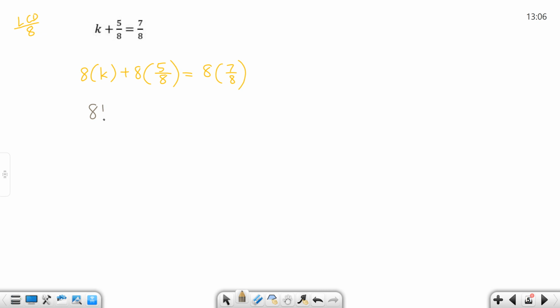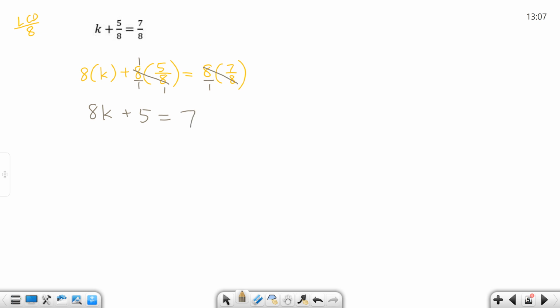8 times k is 8k. Here, 8's over 1. That's important because these 8's divide out and I'm left with what? Plus 5. That becomes a 1. So 1 times 5 is 5. Okay, and if you want to say that's a 1 too, 5 over 1 is 5. And then equals, here, this is also over 1. So I didn't put this 8 over 1 because it's not times a fraction, right? K is not a fraction. But the other ones are times fractions. I always remind myself that that LCD is over 1. So again, the 8's divide out and I'm equal what?